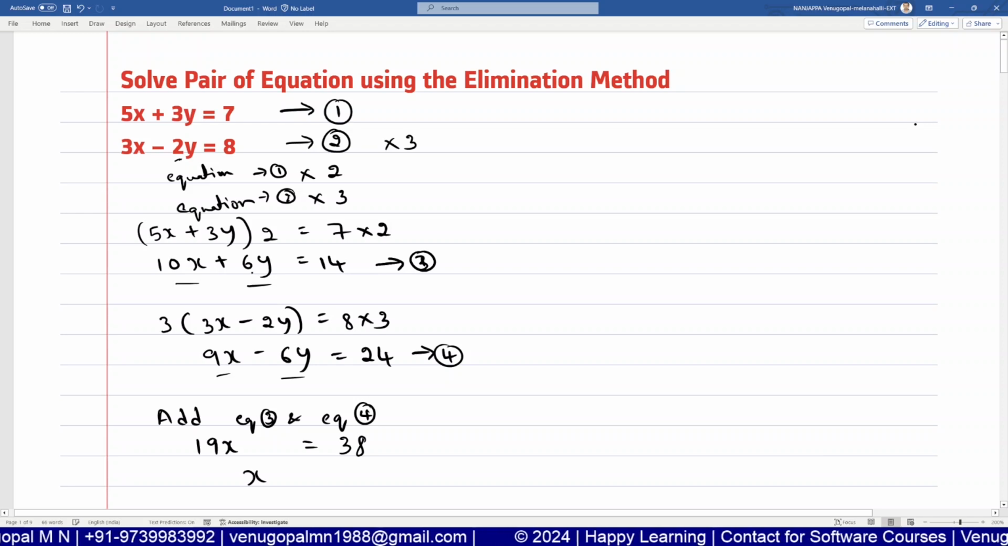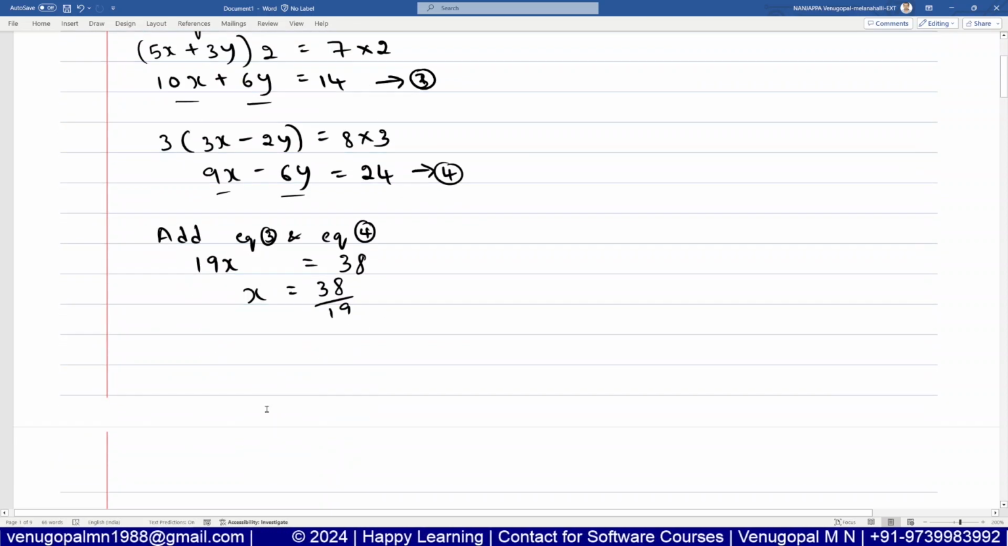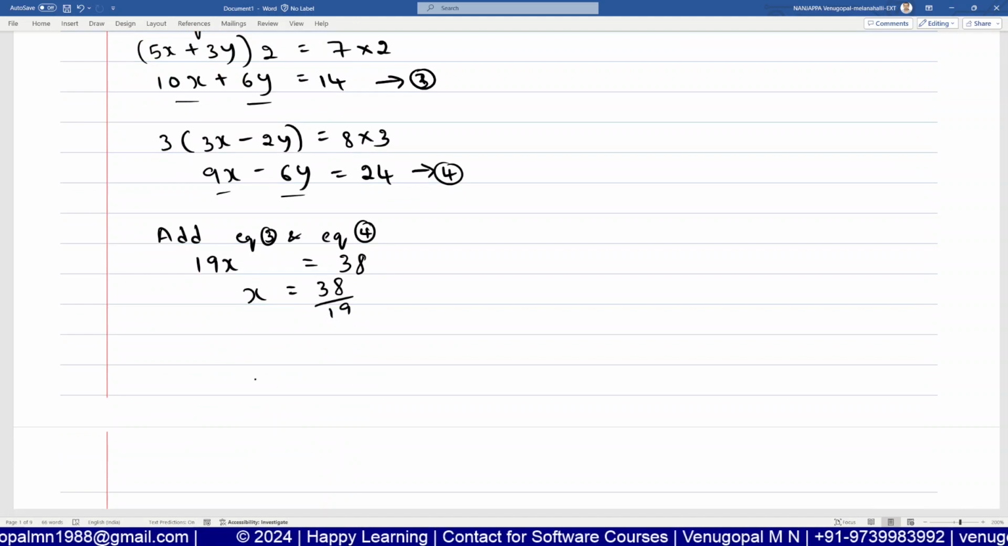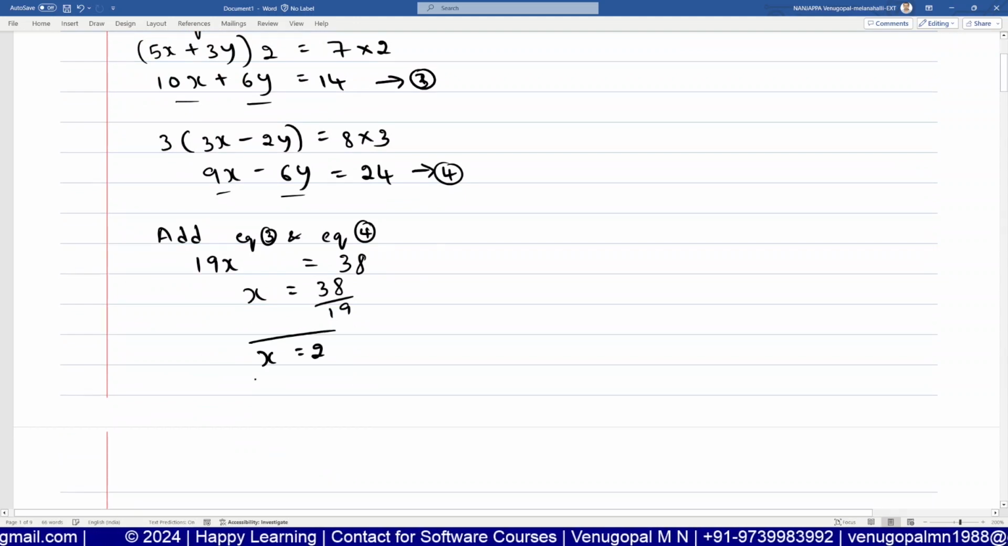Now x is equal to 38 divided by 19, which will become x is equal to 2. We have identified the value of x, which is 2. Now we can substitute the value of x in equation 1 or 2.